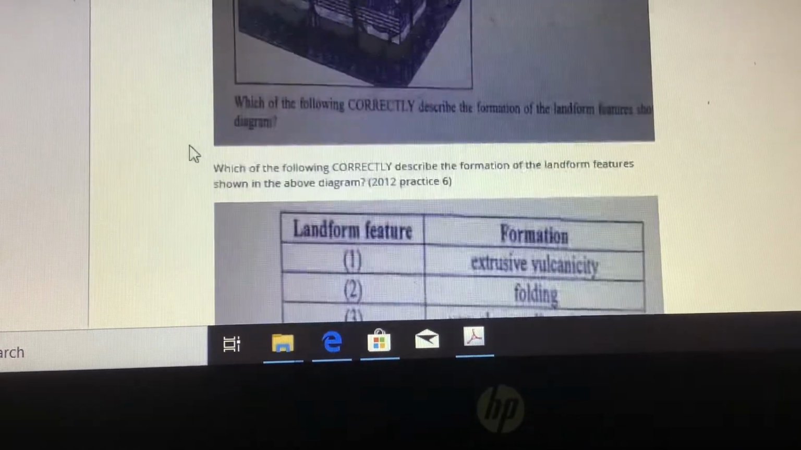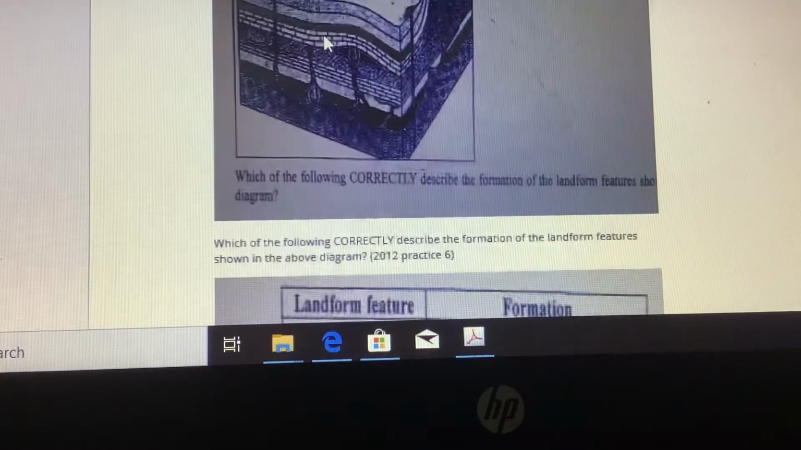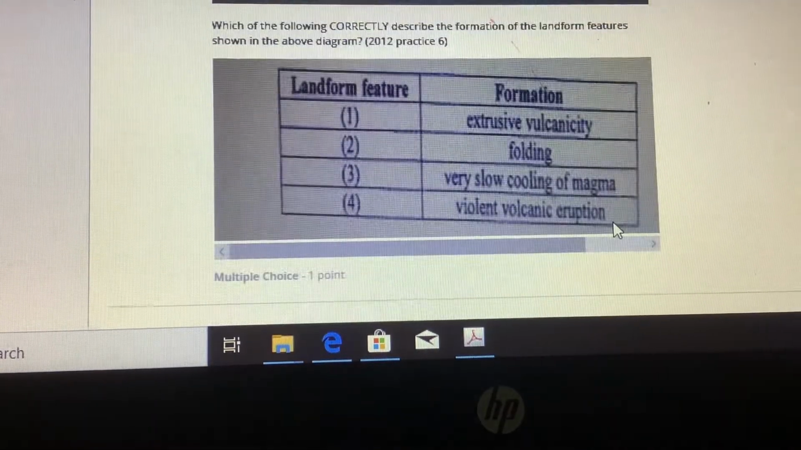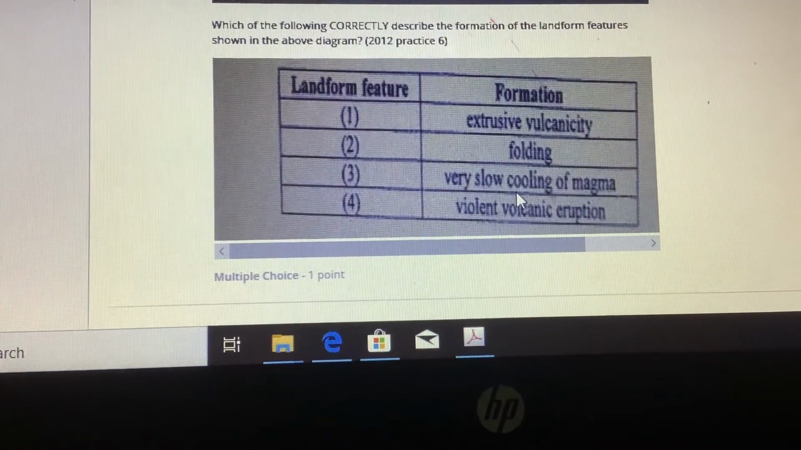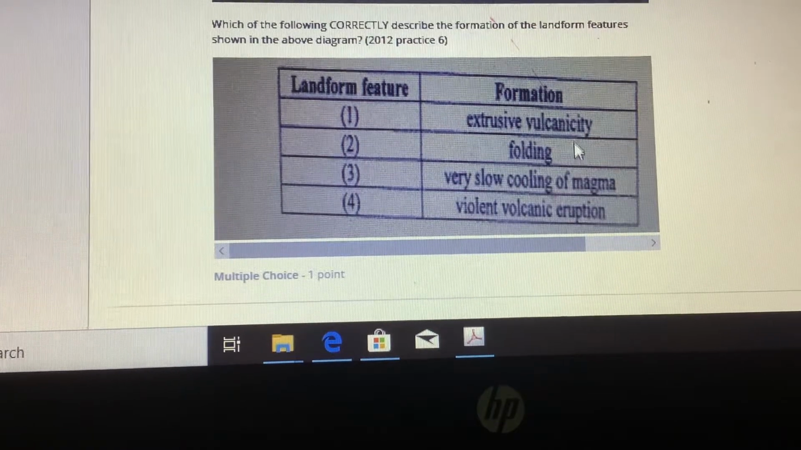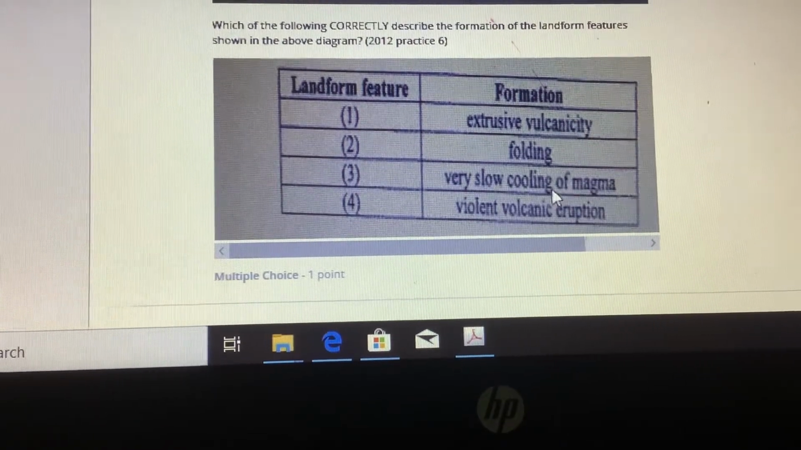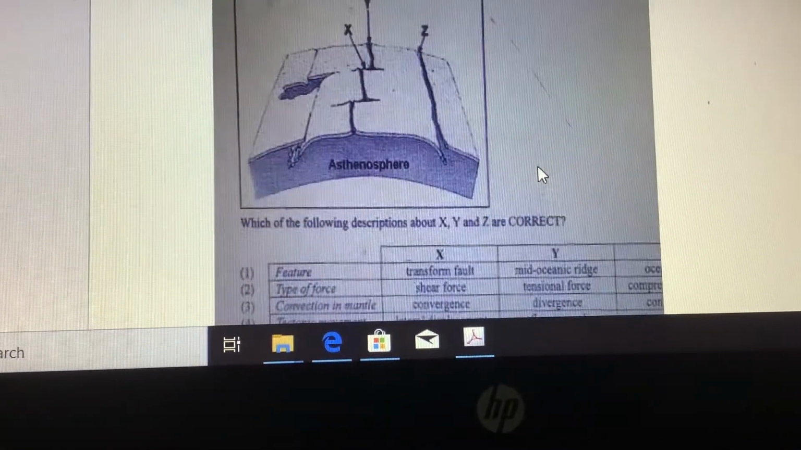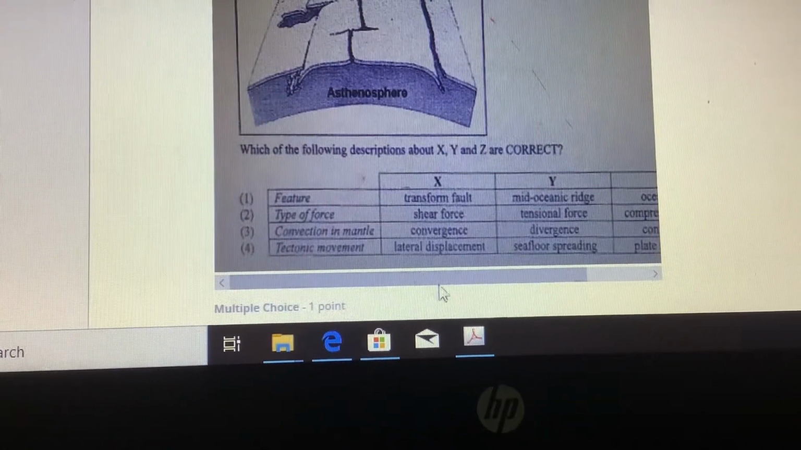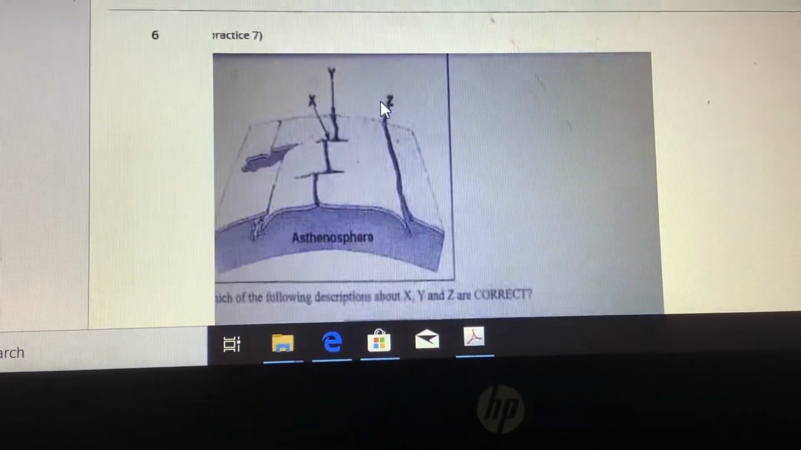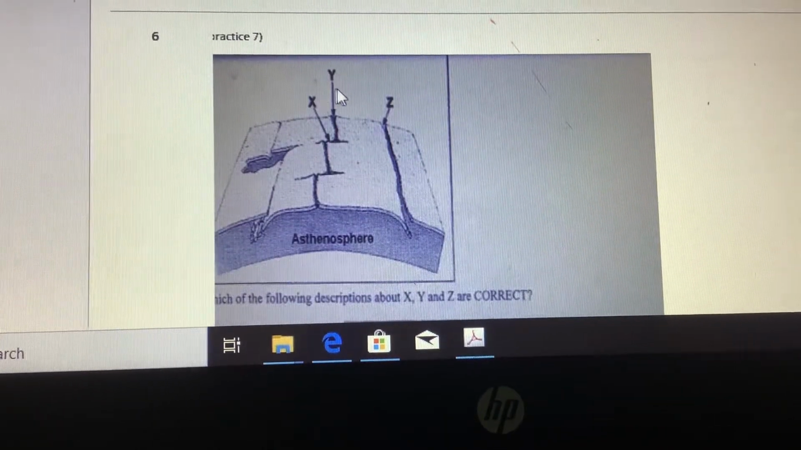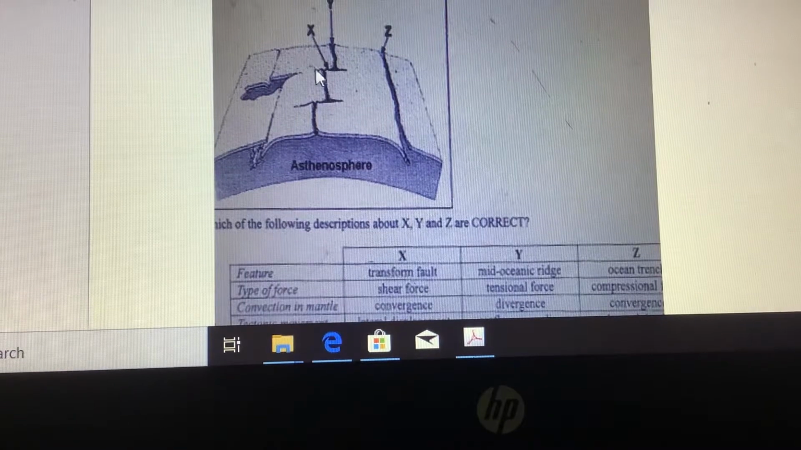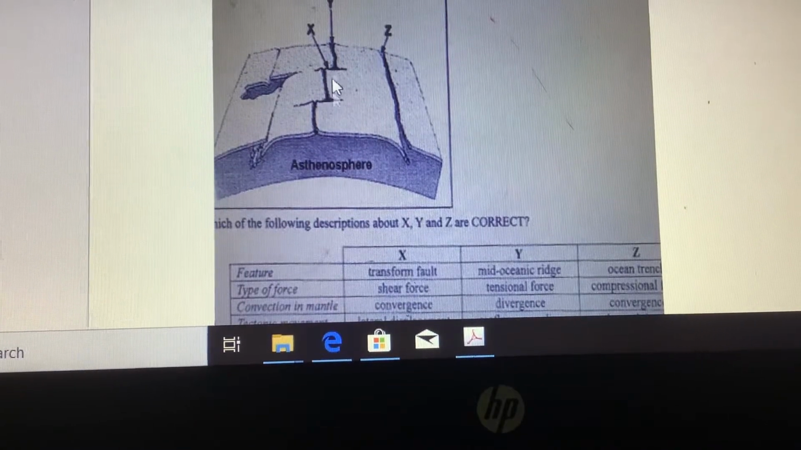Okay? But not for number 4, it is definitely not a volcano, so violent volcanic eruption will not take place. So accordingly, number 1 and number 3 are correct. Number 2, number 4 are wrong. It is quite obvious. Okay, number 6, and you can see this one. X, Y, Z. Not foul language. X, Y, Z is talking about transform fault. Okay. Number Y, number Z.